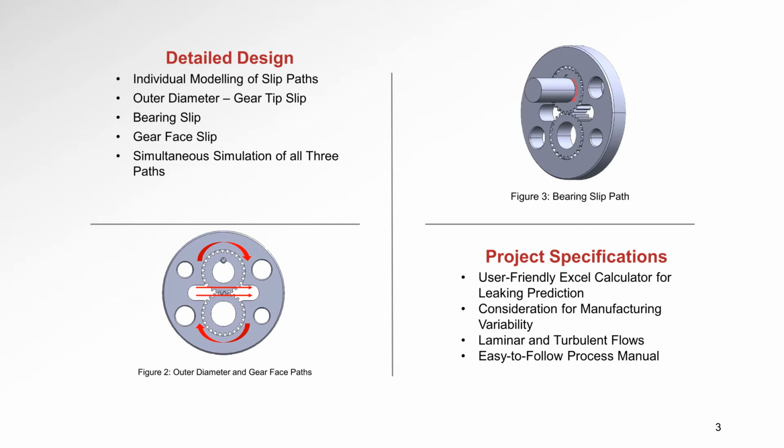Further details on our project specifications include making the Excel calculator user-friendly for leakage prediction. We will be considering manufacturing variability, including tolerances within each individual pump that is produced. We will also be considering the possibility of laminar and turbulent flows, and we will also be creating the process manual to be extremely easy to follow to replicate any steps we create.